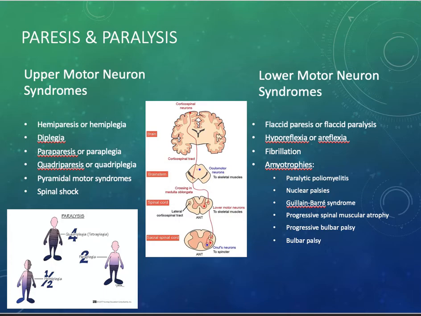And then finally, what we call our amyotrophies. And so we are going to talk about ALS, amyotrophic lateral sclerosis. Guillain-Barré is one of these. Polio was one of these. We've got our palsies in here. So we're going to talk about these, but these are damage to the lower motor neurons.